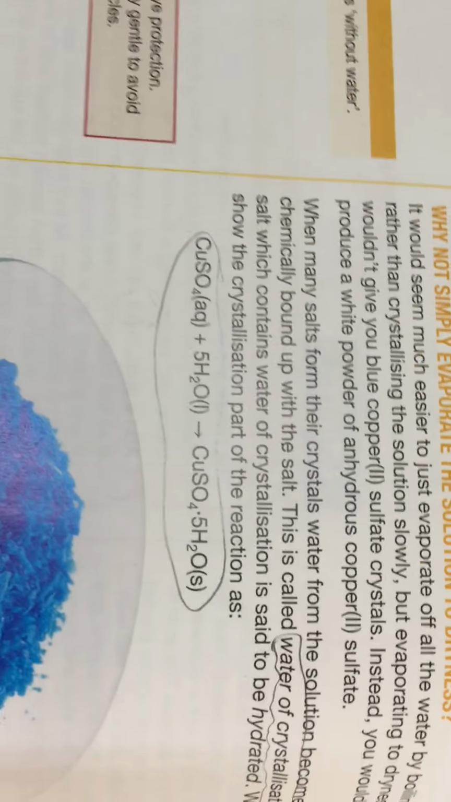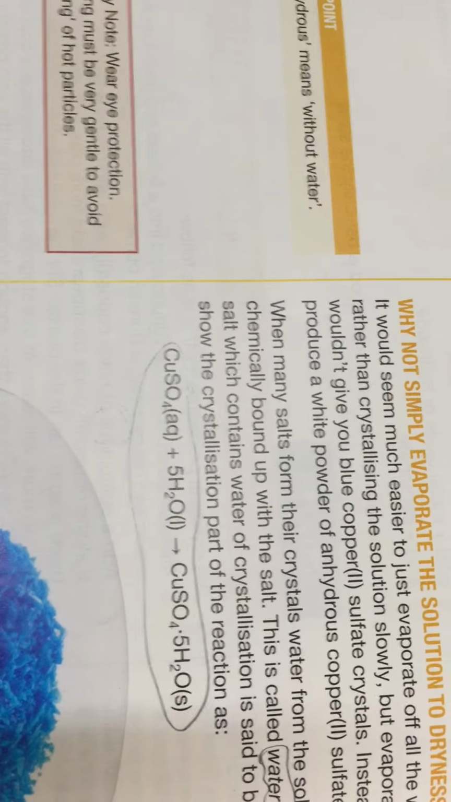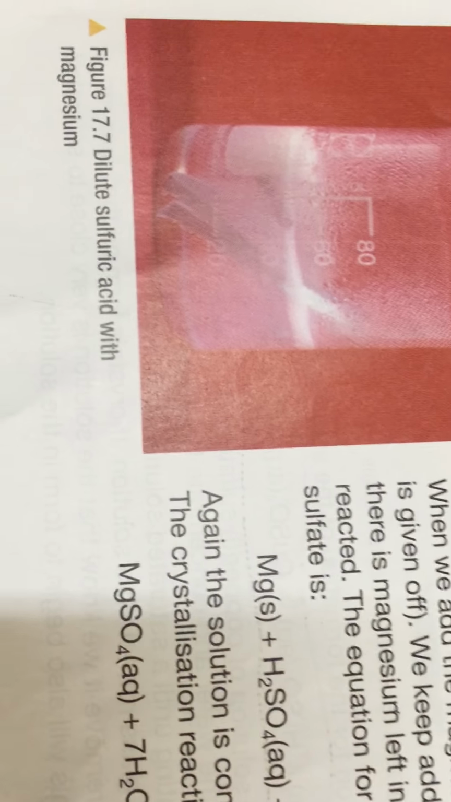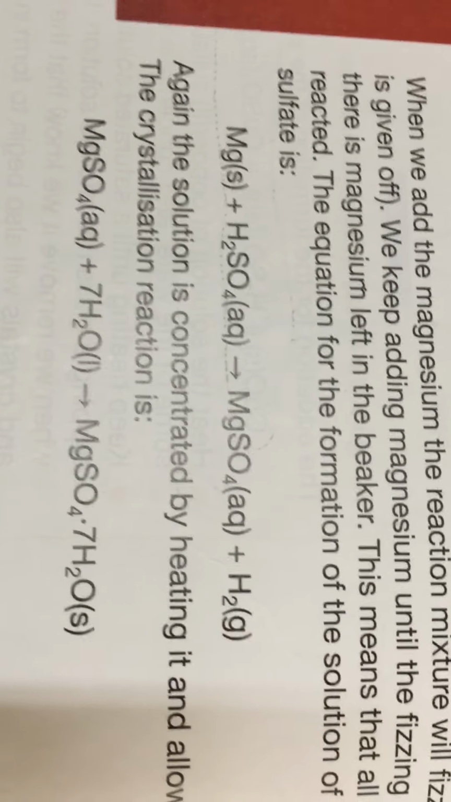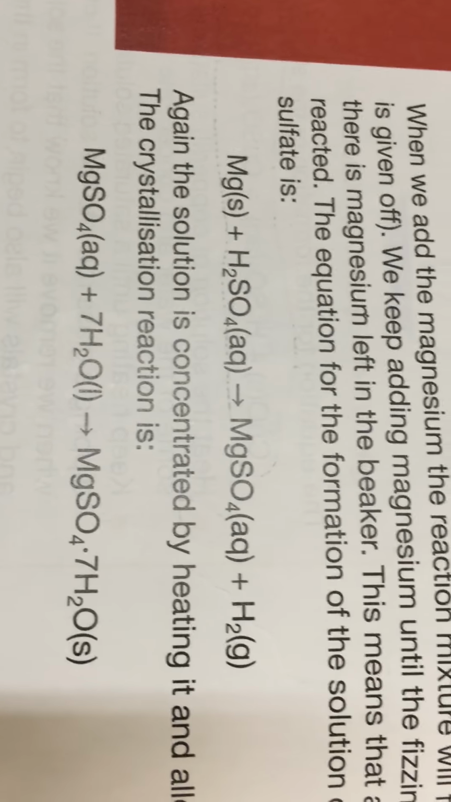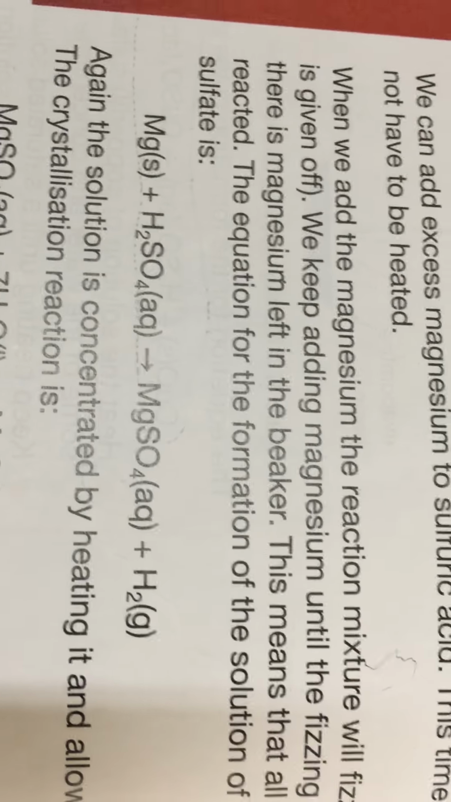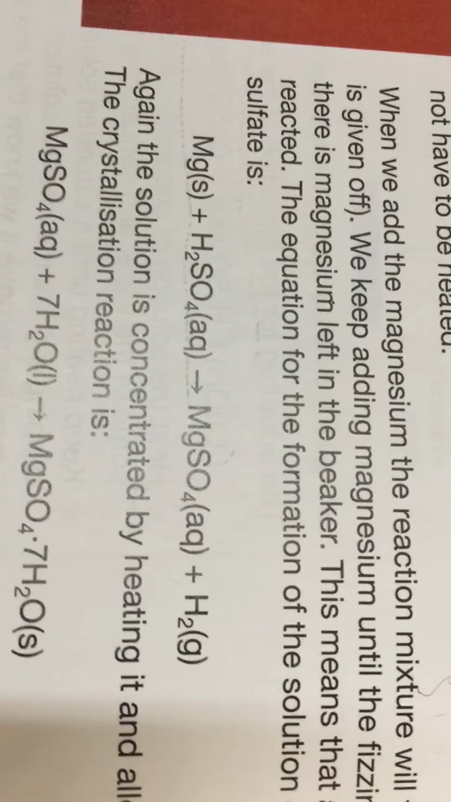And here I made copper sulfate crystal. If I want to make magnesium sulfate, I'll add magnesium itself. No need to add magnesium oxide or hydroxide or carbonate. You can use magnesium because magnesium is a reactive element. So magnesium and sulfuric acid produce magnesium sulfate and water.